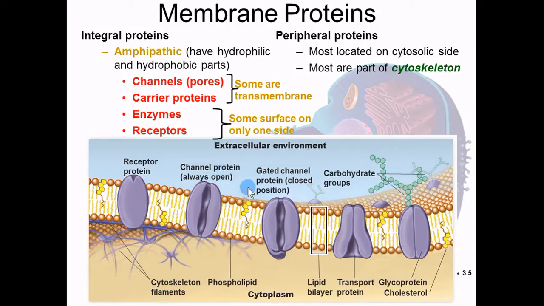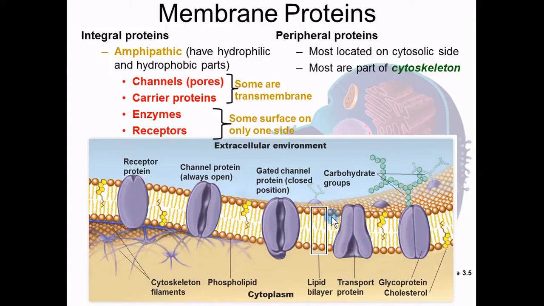Carrier protein means it's almost like a revolving door. So this carrier protein will grab a hold of something on one side and then flip it over and dump it on the other side. So these are transmembrane. They cross the entire membrane. They're integral, but they go all the way through.